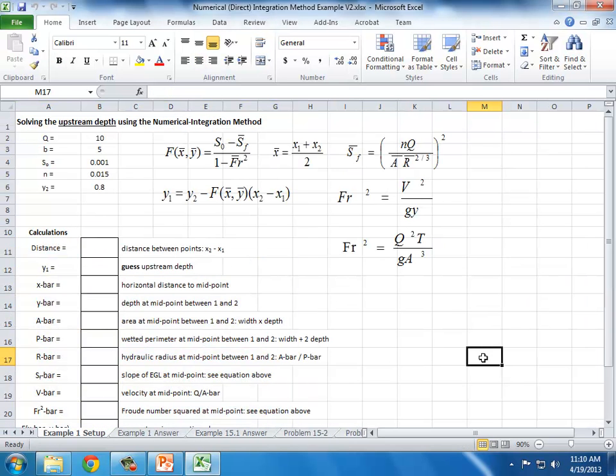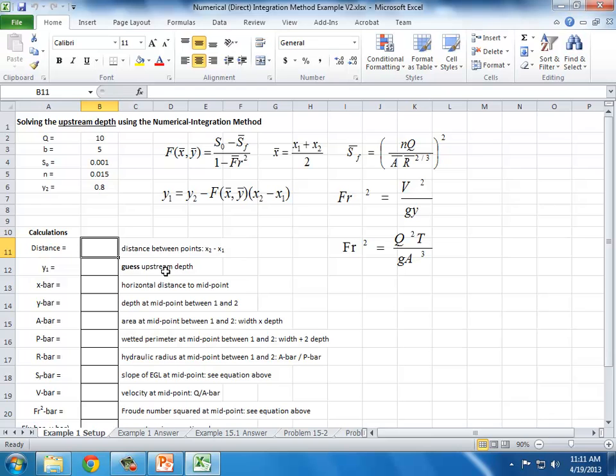Okay, I've got all the equations that I need on there. I've already keyed in the flow rate, the channel width, the slope of the channel, our given n value, and then since it's subcritical flow, I'm calling the known Y2, meaning that we're working upstream to find out what's the depth some certain distance upstream from where we're at.